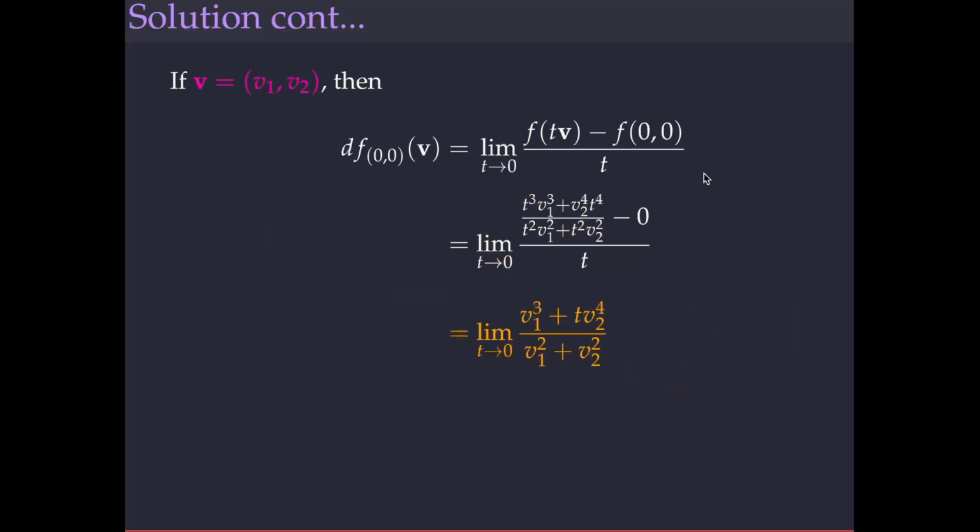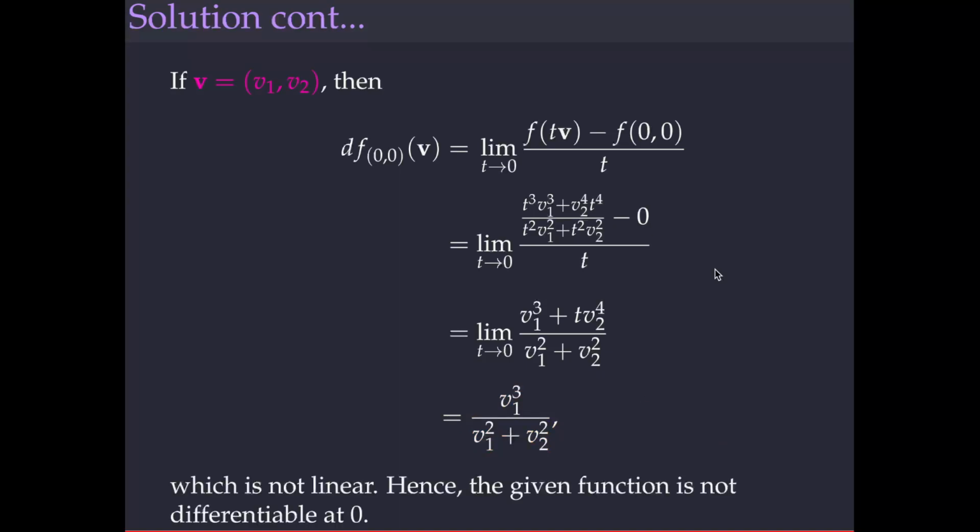Okay, and therefore we have the limit as t tends to 0 of (v1 cube plus t times v2 to the 4) by (v1 square plus v2 square). But what is this limit? This t will go to 0, and hence this limit is v1 cube by (v1 square plus v2 square). And clearly this function is not linear in terms of v1 and v2. Okay, so this is not linear, and hence the given function is not differentiable at 0.